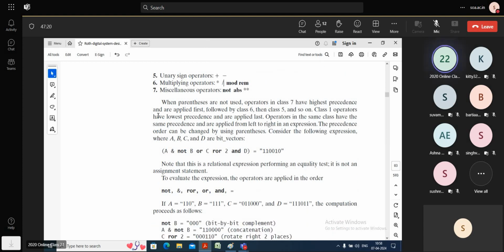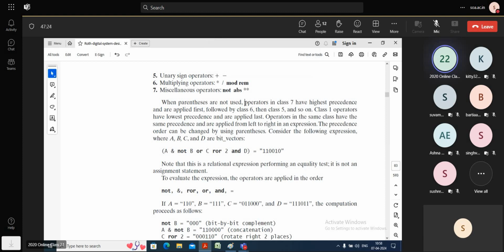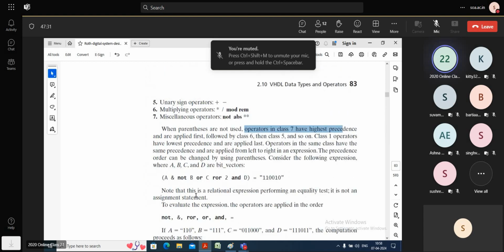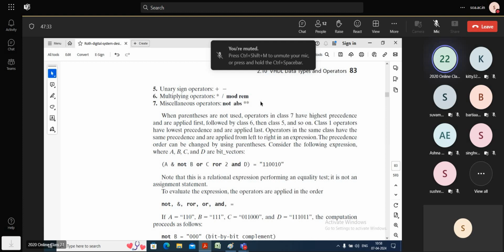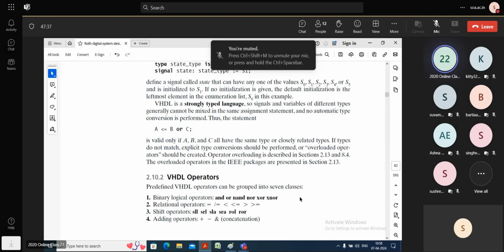If we are not using parentheses, then the operators in class 7 have the highest precedence. We saw class 1 to class 7. Class 7 has the highest precedence and class 1 has the least precedence.